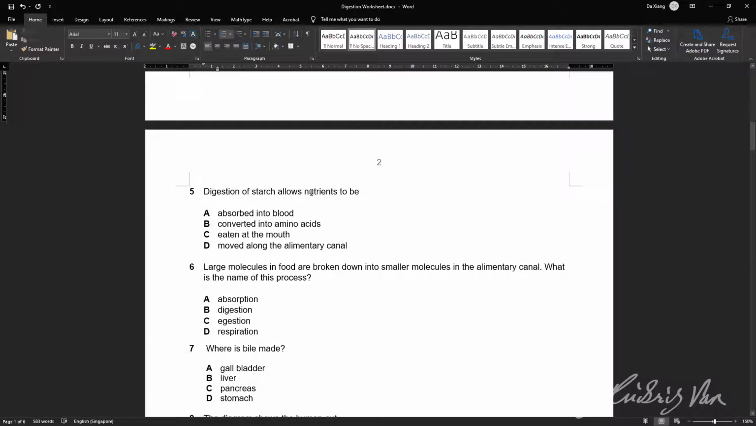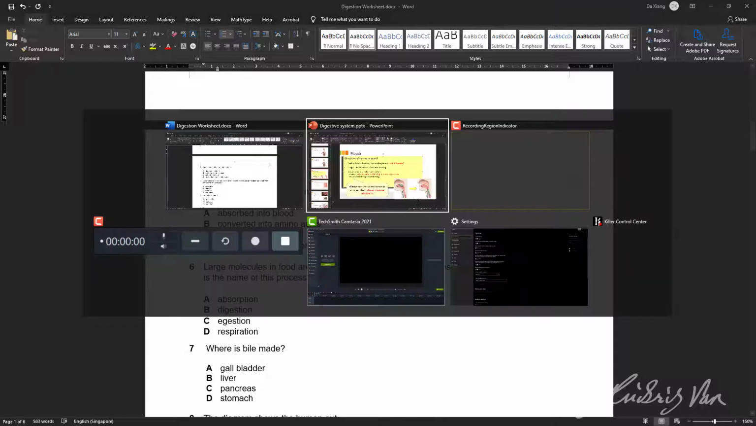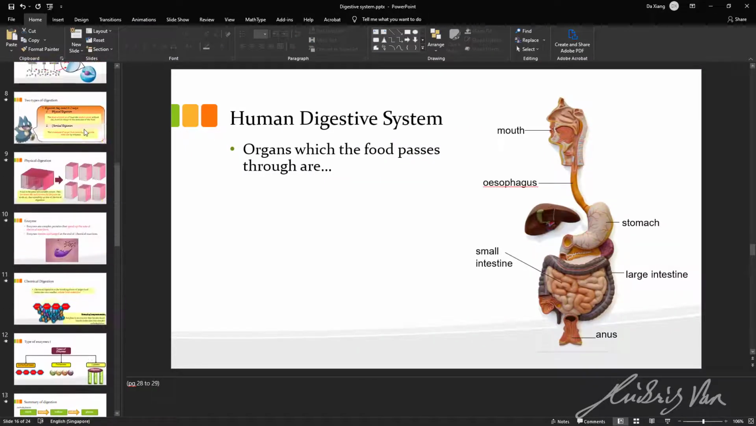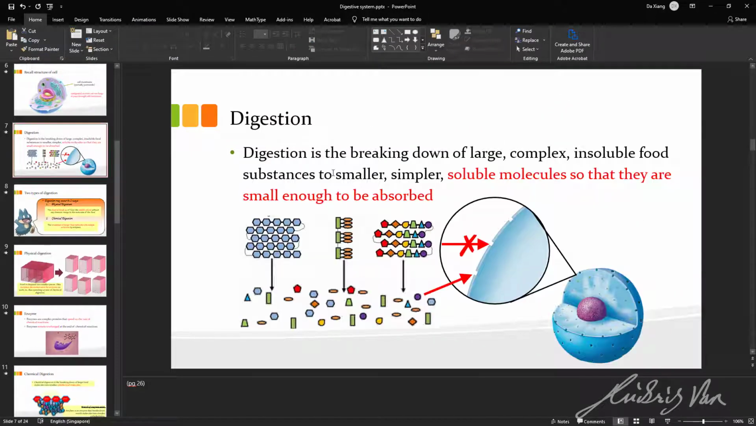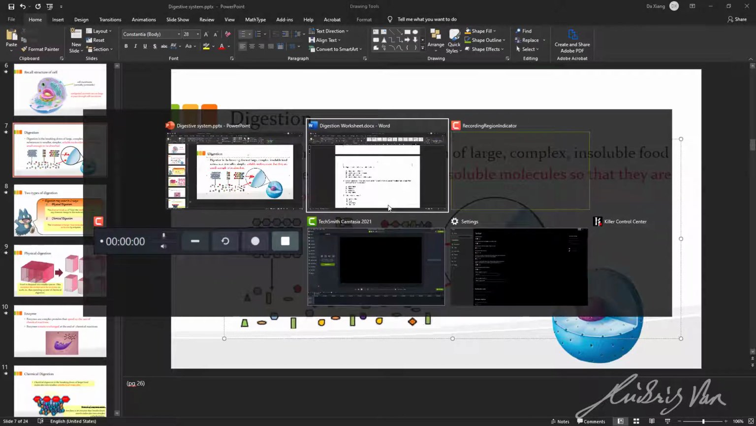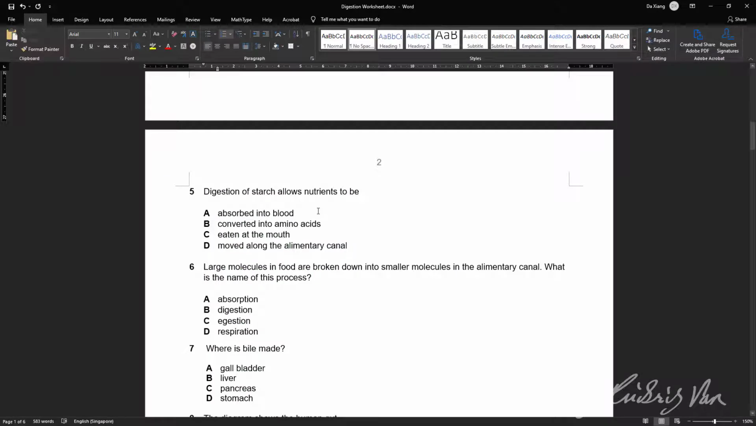Digestion of starch allows nutrients to be... So what is the purpose of digestion? Let us take a look. So the function of digestion. Okay, digestion is the breaking down of large complex insoluble substances to simpler soluble molecules so that they are small enough to be absorbed. So let's look at this. Okay, so that they can be absorbed into the blood.